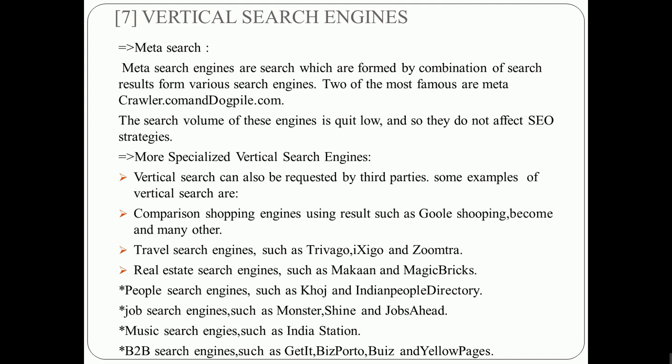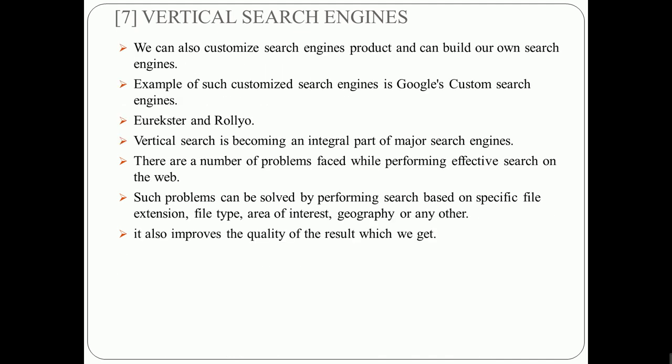If you look at real estate search engines such as Makan.com and Magic Bricks, these are different search engines which give you related offers like real estate. People search engines are like independent people directories. Job search engines such as Monster, music search engines, and business to business search engines like Yellow Pages. These can all be helpful.